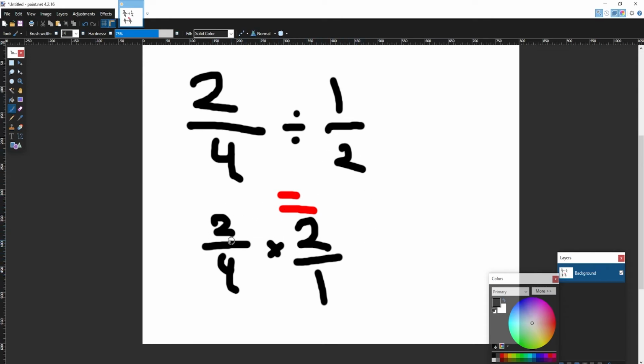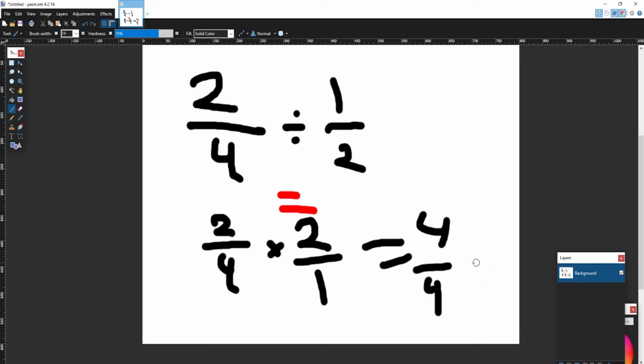And then from right here, you can just multiply straight across. So 2 times 2 is 4. 4 times 1 is 4. And that's just 1. You see? We're going to do one more example.